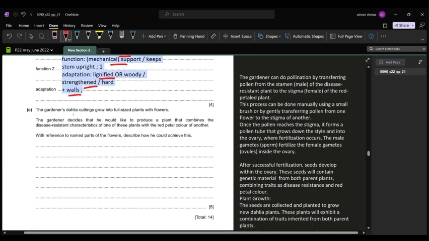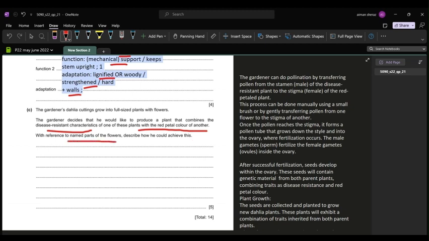Part C. The gardener's dahlia cuttings grow into full-sized plants with flowers. The gardener decides that he would like to produce a plant that combines the disease-resistant characteristics of one of these plants with the red petal color of another. With reference to named parts of the flower, describe how he could achieve this. Now you also have to mention the named parts of the flowers that would be involved.